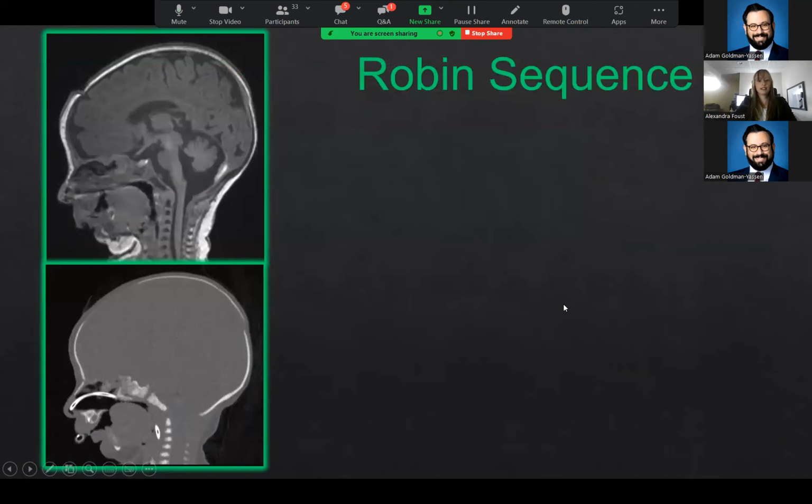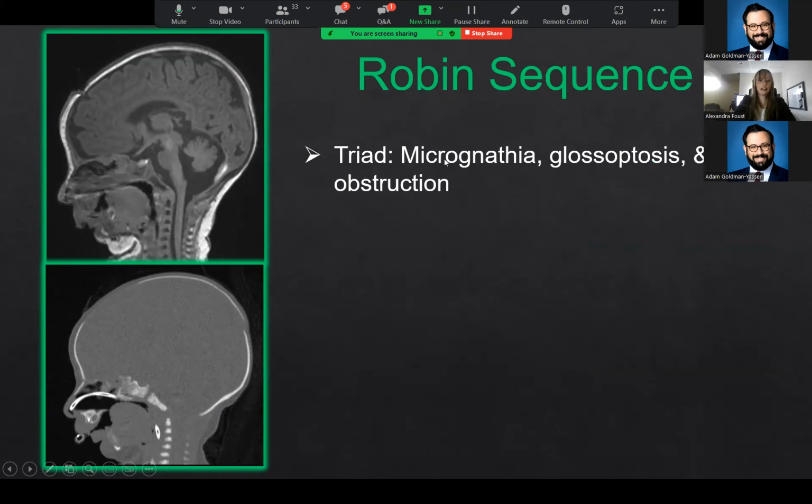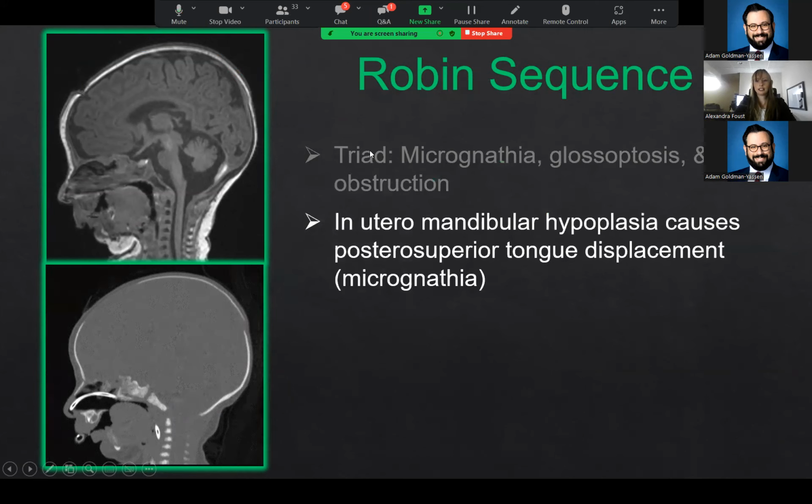Okay, so Robin sequence then is going to be something that can happen in the setting of a cleft palate. The background going on here is that you have this triad. You have micrognathia, and that's thought to be the forerunner in this sequence. The jaw is too small, the mandible is too small. Because the mandible is too small, you get glossoptosis, and so the tongue is kind of pushed backwards and upwards, and you end up having airway obstruction as a result.